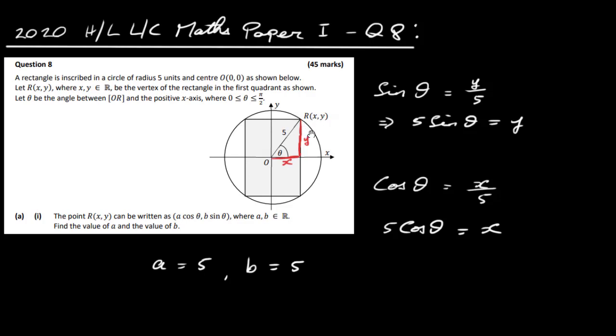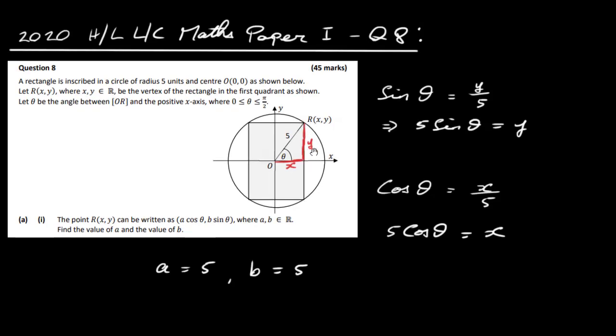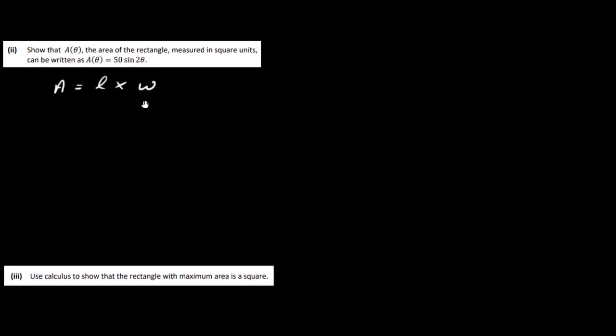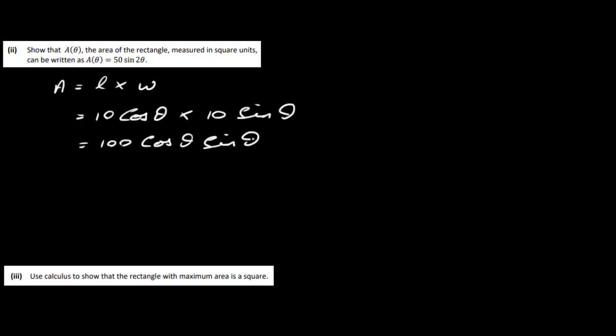Similarly, if we double this distance here, if we double y, we'll get 10 sine theta. So we've got to multiply 10 cos theta by 10 sine theta to find the area of this rectangle. So let's have a look at that. Our area is just going to be equal to 10 cos theta times 10 sine theta. That gives us 100 cos theta sine theta.